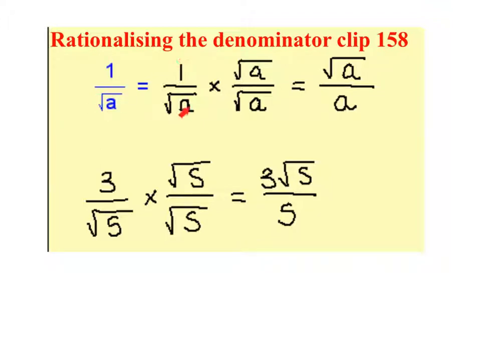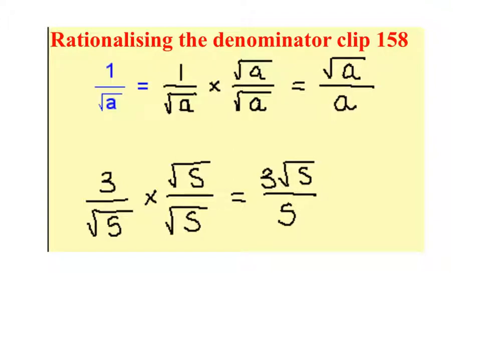So we have 1 over root a multiplied by root a over root a. And the reason we can do this is because root a divided by root a is just 1, so you're multiplying by 1, so you're not really changing the value of this. Then we do top by top, 1 times root a is root a, and bottom by bottom, root a times root a just gives us a. So we see we have rationalised the denominator. We do not have an irrational number in our denominator anymore. It is now rational.